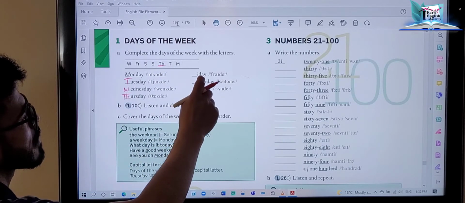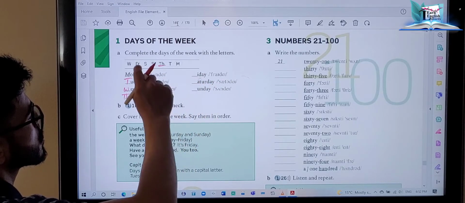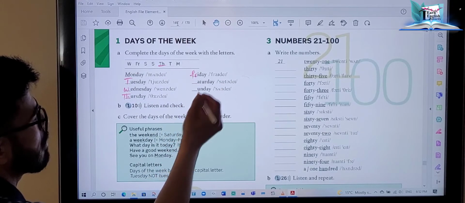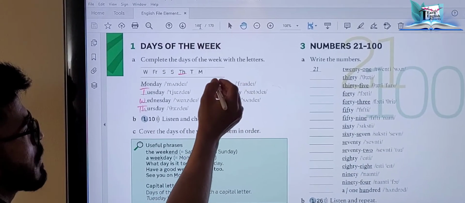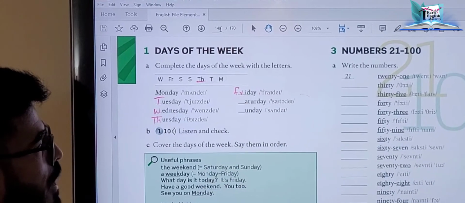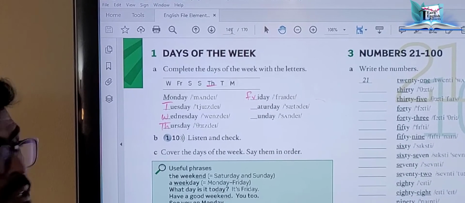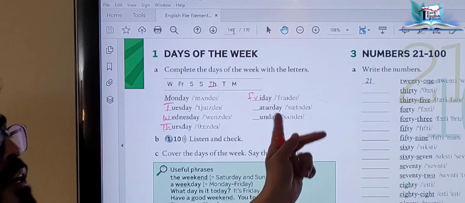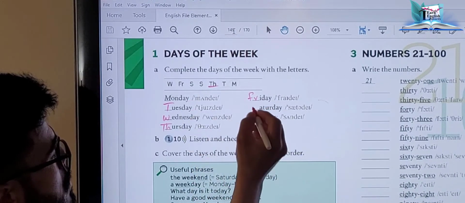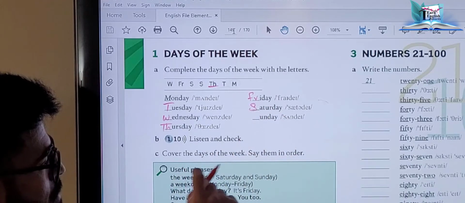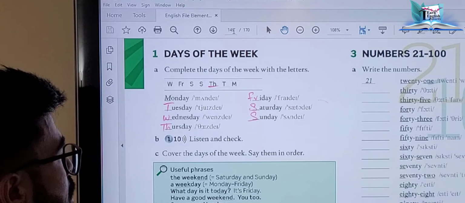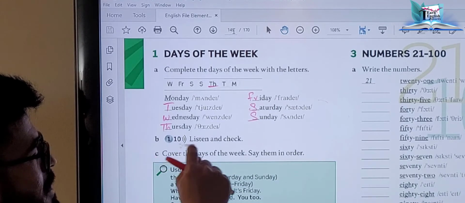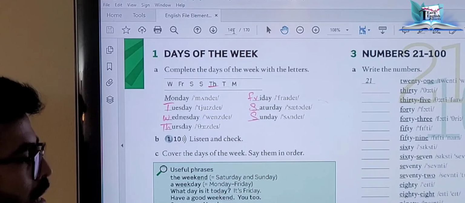Thursday. And here we use FR. Friday. Right? So remember, everything must be capital. Okay? Friday. And this one. Excellent. So we can use Saturday. S. And the last one is Sunday. Very good. Now, let's listen and check our answers, okay?